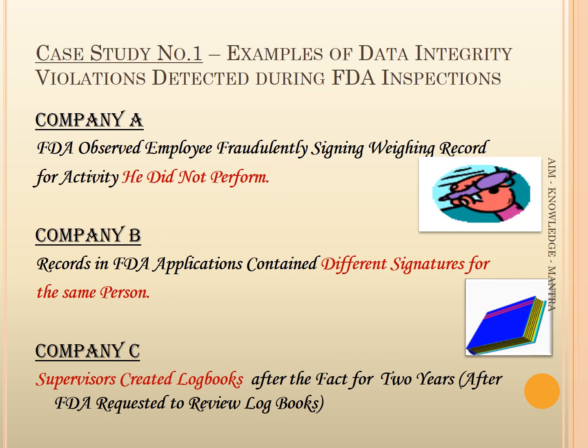Case study number 1. Examples of data integrity violations detected during FDA inspections. Company A: FDA observed an employee fraudulently signing a weighing record for an activity he did not perform. Company B: records in FDA applications contained different signatures for the same person. Company C: supervisors created logbooks after the fact for 2 years, after FDA requested to review logbooks.